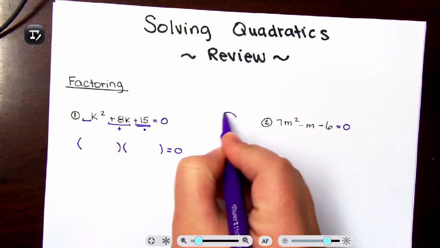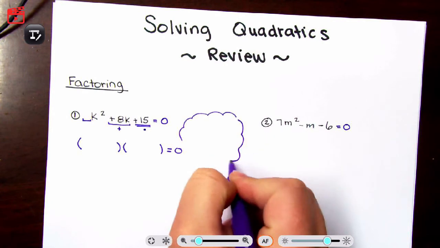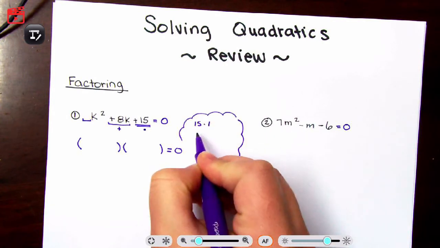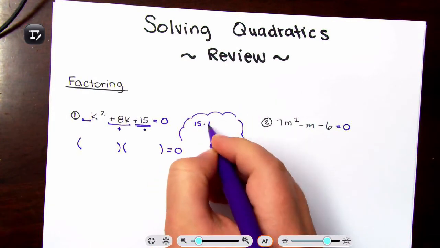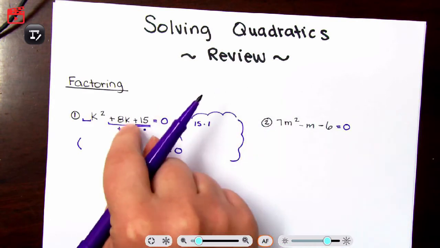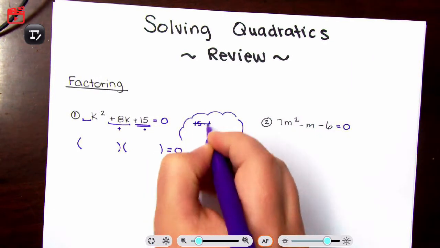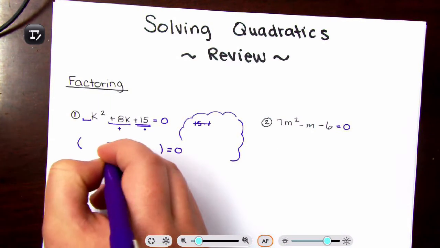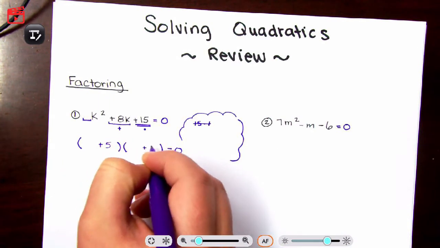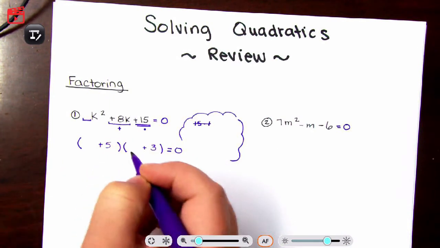I'll do a little mini thinking bubble here. 15 times 1 is 15, but 15 plus 1 is 16. I need an 8, so I need smaller numbers. I'm thinking 5 and 3. If I have 5 plus 3, that does give me 8. So 15 and 1 does not work. However, 5 positive and 3 positive work.